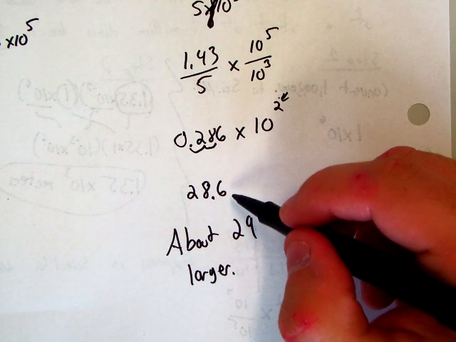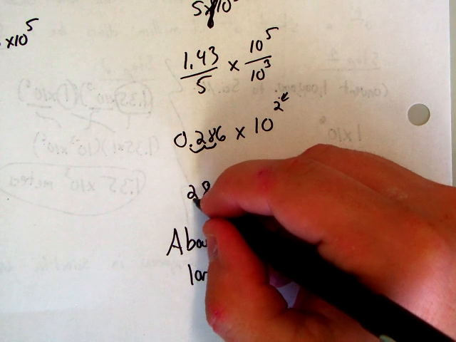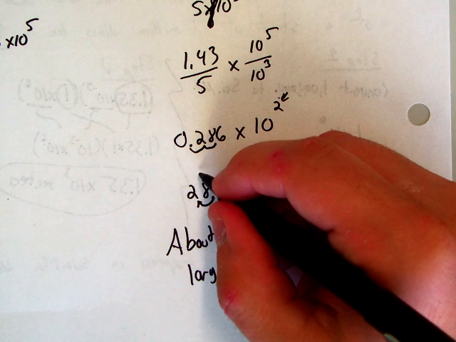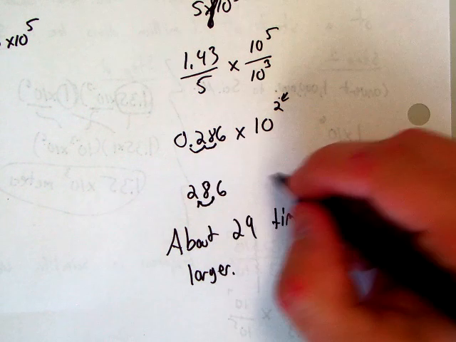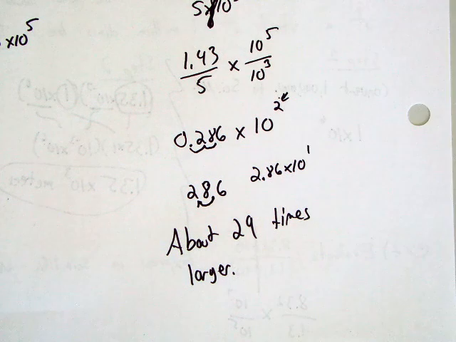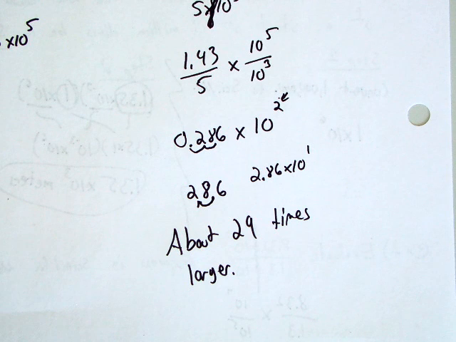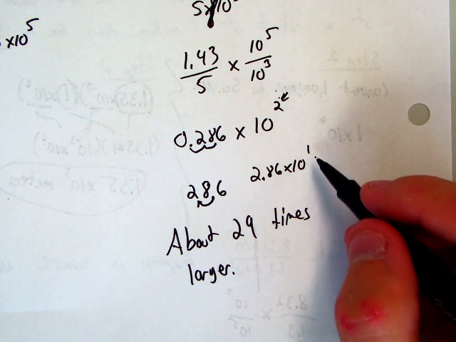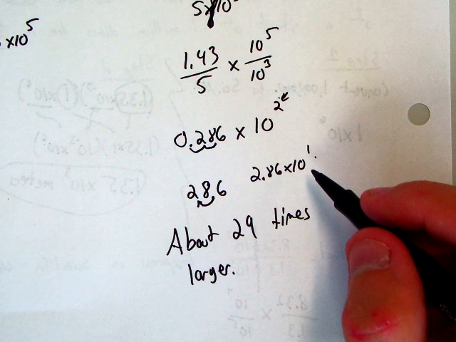Now, if I wanted to convert this back to scientific notation, I would have to move the decimal point until I get to a number that's between 1 and less than 10. So a 1-digit number. So this would be 2.86, and I moved it 1 place. But this is so much nicer because 29 is something we understand. With this number here, we understand scientific notation, but 29 just makes so much more sense to us.